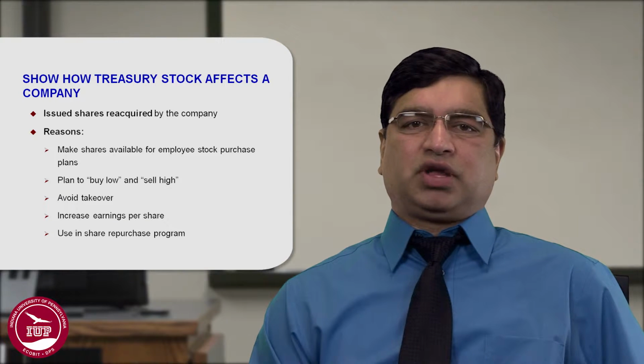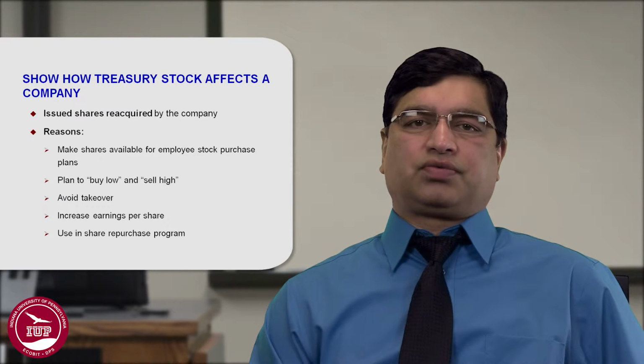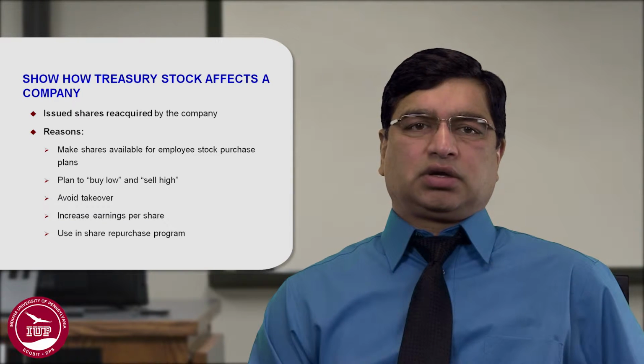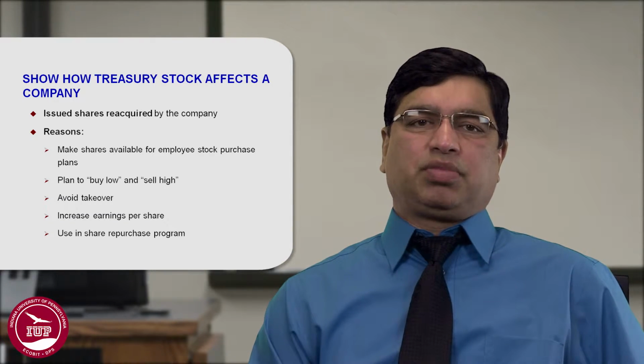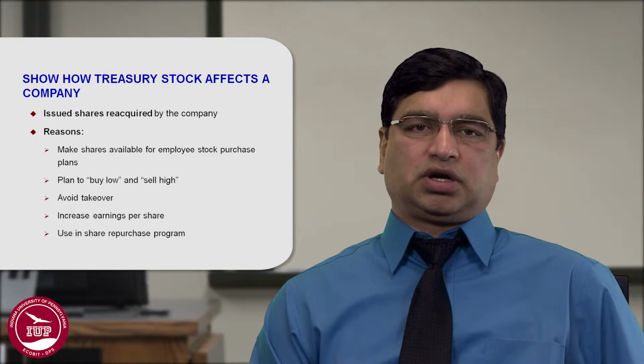For example, CVS as a company has a stock purchase plan, and the employees are offered shares at a certain price and they can buy it at that price. Second, you might be planning to buy when prices are lower and you have got some excess cash, and then you can buy them at a lower price and then use it for the stock purchase or sell it at a higher price later on.